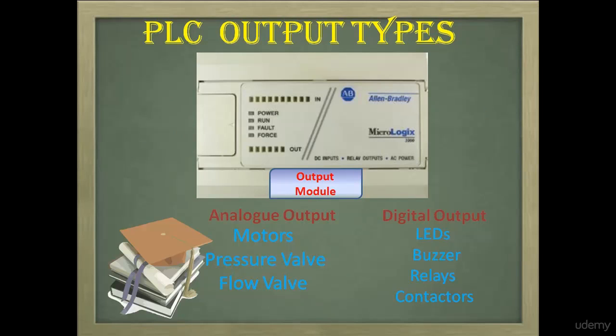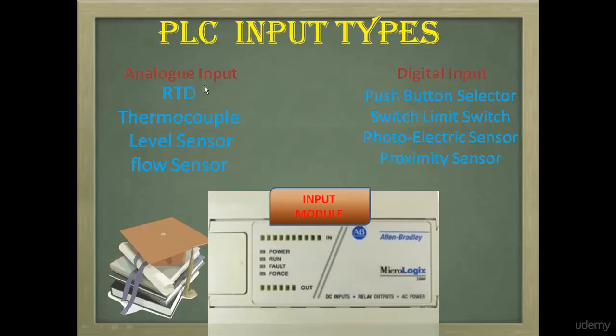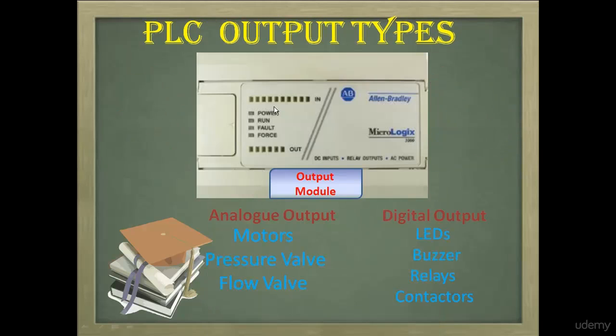So a PLC has four types of modules: analog input, digital input, analog output, digital output. For the digital, it sends or receives the bit 0 or 1, and for the analog, it sends or receives 0 to 10 volt or 4 to 20 milliampere. A PLC works by continuously scanning a program.